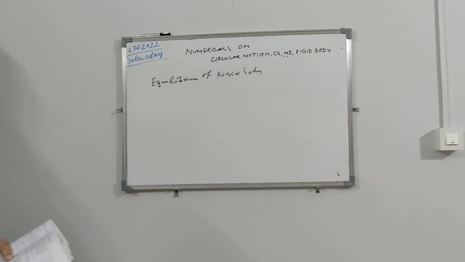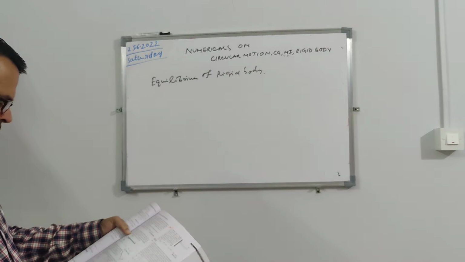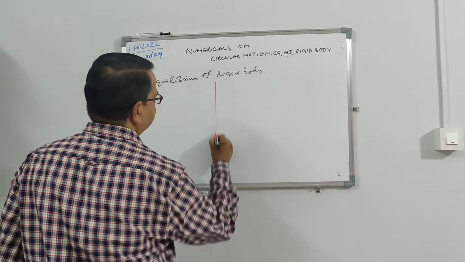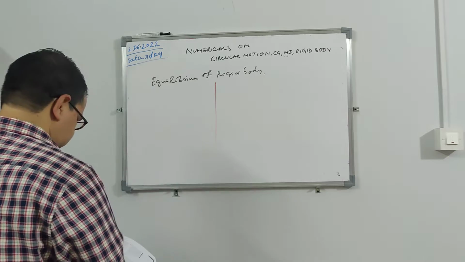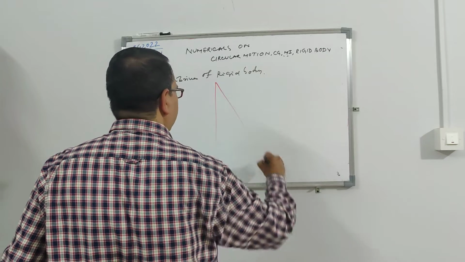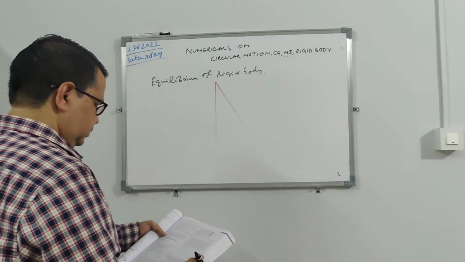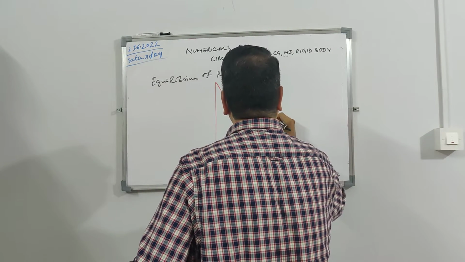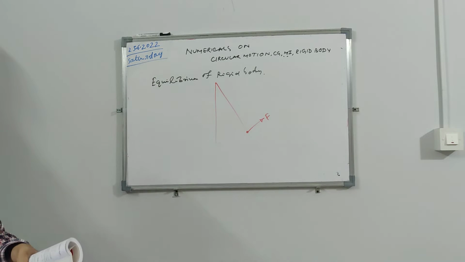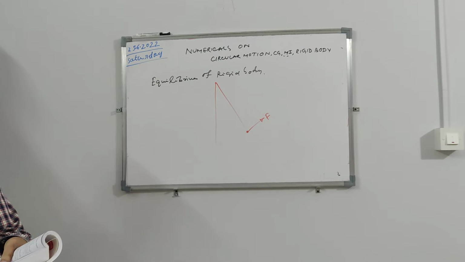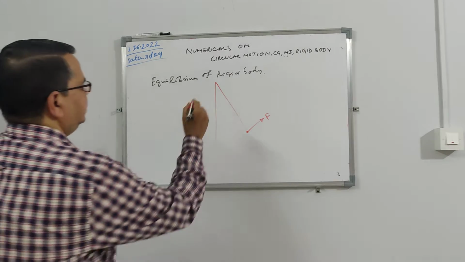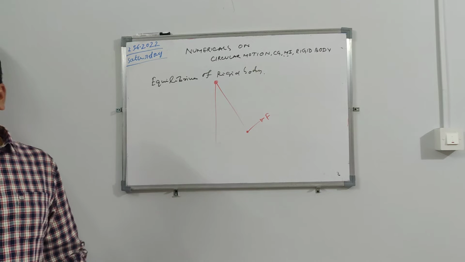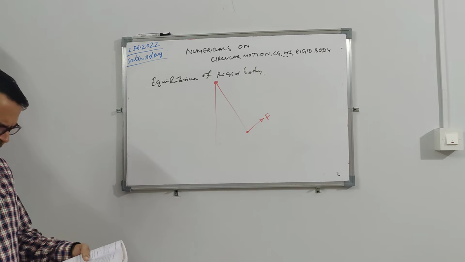A uniform bar of mass m is supported by a pivot at its top. So this is the one, and then you have a bar. You are applying some force F here. So a uniform bar of mass m is supported by a pivot at its top. So this is the pivot. About this pivot it can rotate. What is a pivot? About that point it can rotate. That is called a pivot.